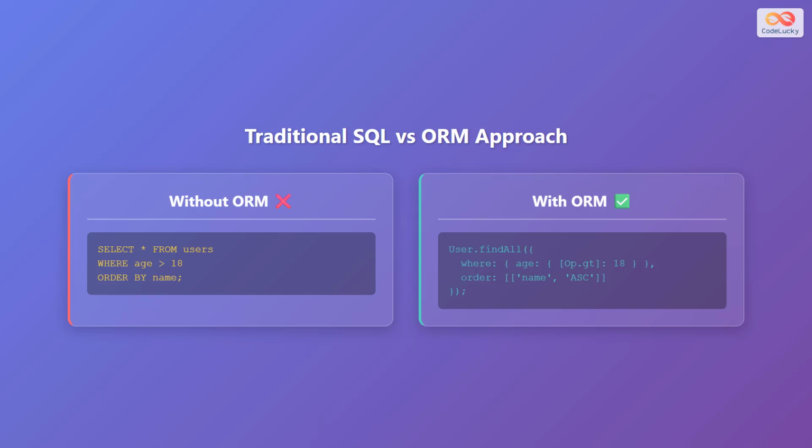Let us see the difference between using traditional Structured Query Language, also known as SQL, versus using an ORM approach. Without an ORM, you might write SQL code directly, such as SELECT * FROM users WHERE age > 18 ORDER BY name. With an ORM, you can achieve the same result using JavaScript code like User.findAll, specifying the conditions and order within the function.